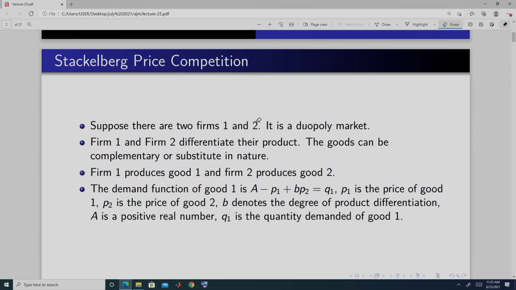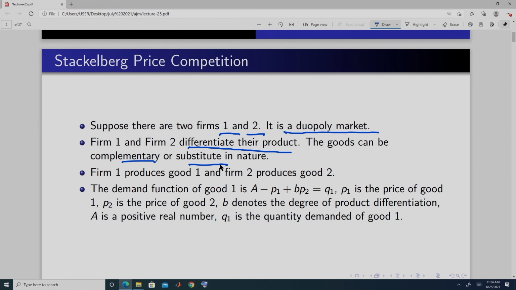So, today instead of quantity, firms are going to choose prices. Again we assume a more or less similar setup. There are two firms, firm 1 and firm 2, and it is a duopoly market. What is different in this setup is that the products are differentiated. Differentiated products means they are not perfectly substitutable, so the goods can be either complementary or substitute in nature.